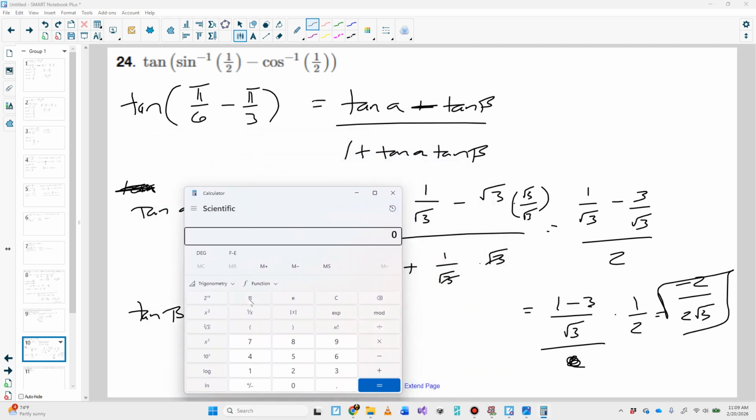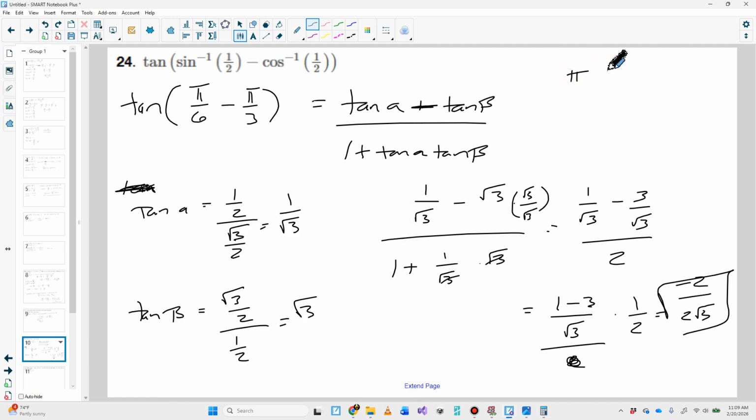So the tan of pi over 6 minus pi over 3. We just need to add those two things together. Let's do that by hand, actually. So pi over 6 needs a denominator of 18, so that needs to be 3 pi over 18. And that needs to be 6 pi over 18. So that's going to be negative 3 pi over 18. 3 and 18 is 6. That's negative pi over 6. Seems a little interesting to me. But that's exactly what it is. It's just negative pi over 6.